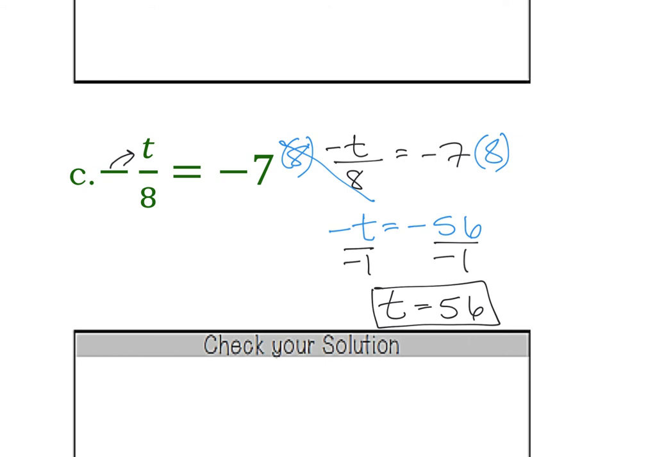All right, we're going to do another one. The next one does not have a negative, okay? Only the negative will have that extra step at the end where you're dividing by negative 1. All it does is change the sign. All right, let's try one more.